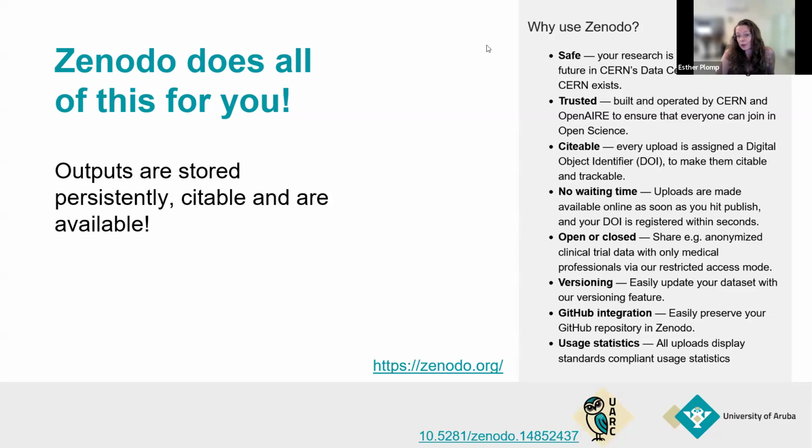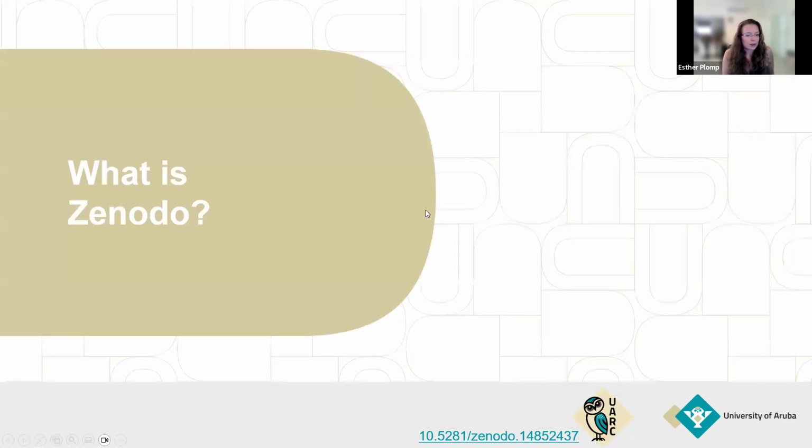You can make it available open or closed. So it's also for more sensitive data if you put it under restrictive access. You can also version data sets or files. So you can upload new versions and indicate what modifications you've made. There is a GitHub integration, and we'll talk about that later as well. And you can see a bit about usage statistics if you use this platform. So that's why Zenodo.